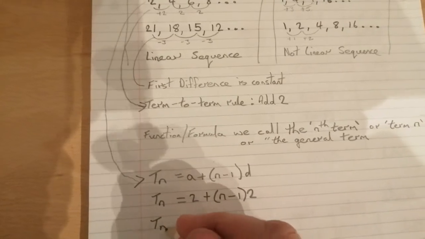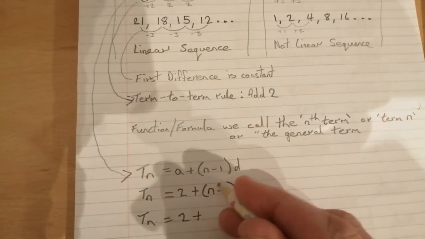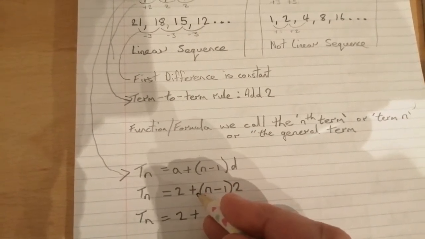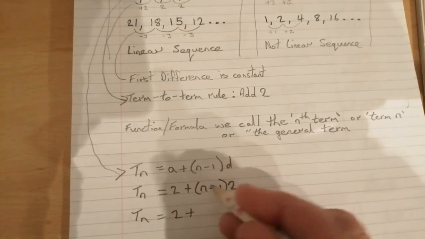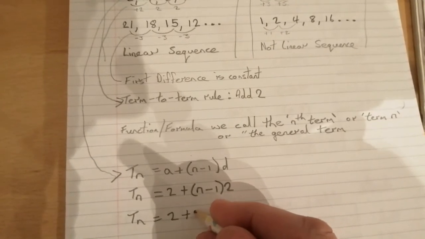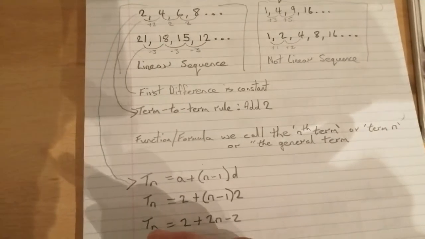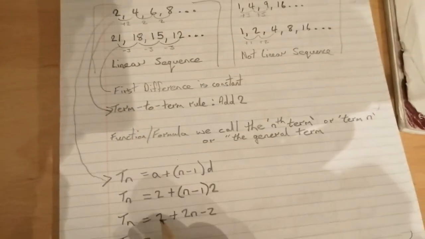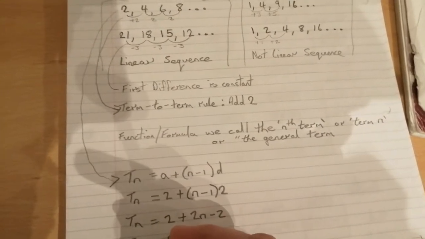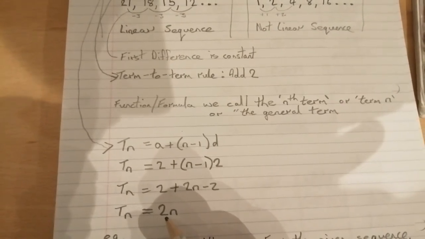We can certainly tidy up a little bit then. We say Tn is equal to 2 plus, if we multiply this 2 into the brackets, because multiplication is commutative, it doesn't matter whether it's this multiplied by 2 or 2 multiplied by this. So 2 times n is 2n, 2 times minus 1 is minus 2. Last bit of tidying up then: 2 take 2 is 0, you're just left with 2n. Okay, so that's your term n, or your nth term, or your general term.